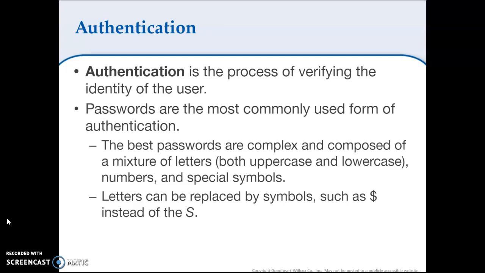Best passwords are complex and composed of a mixture of letters, both uppercase and lowercase, numbers, as well as special symbols. Letters can be replaced by symbols, such as the $ sign instead of the letter S. There are other aspects of password creation that would secure the identity of the individual wishing to log into the PC. And I'm sure that all of you have had experience with creating passwords as well as creating secure passwords.